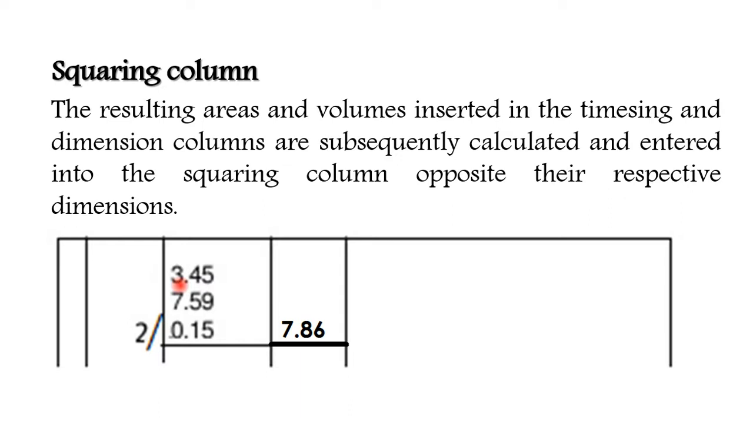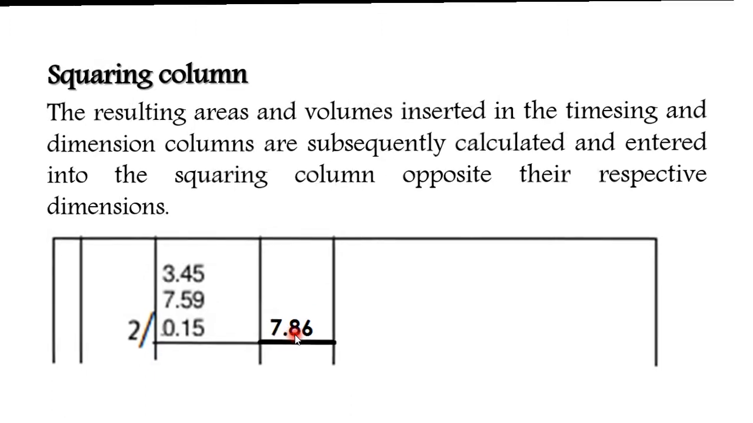So let's imagine we are excavating an area which is this length and wide and also deep, 0.15 meter deep. So whenever we want to calculate what will be the quantity of this, you say 2 times 3.45 times 7.59 times 0.15. The answer is entered beside this. It means that this belongs to the products of these numbers. That's what we have. Okay, so that's the squaring column.